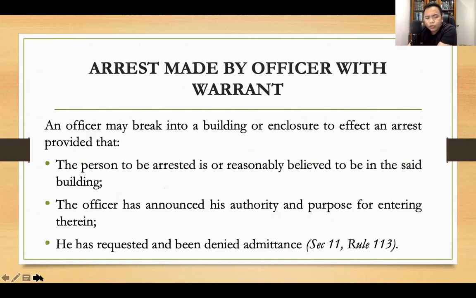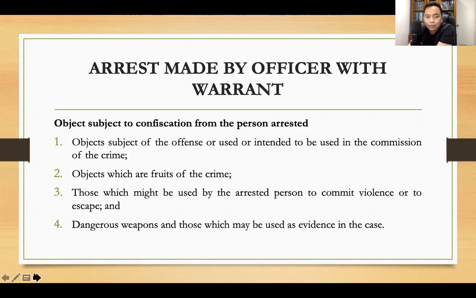Now, an officer may break into a building or enclosure to effect an arrest provided that the person to be arrested is or is reasonably believed to be in the said building, the officer has announced his authority and the purpose for entering therein, and he has requested and had been denied admittance.